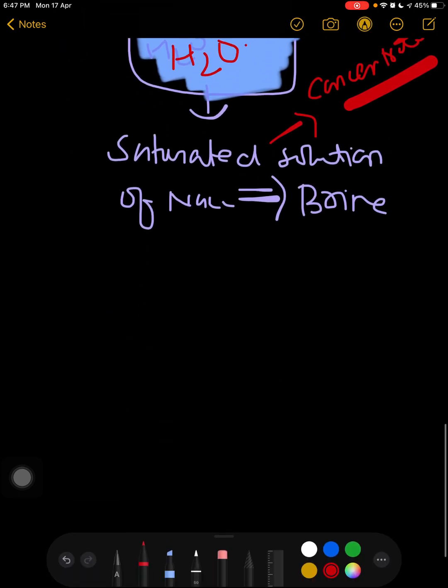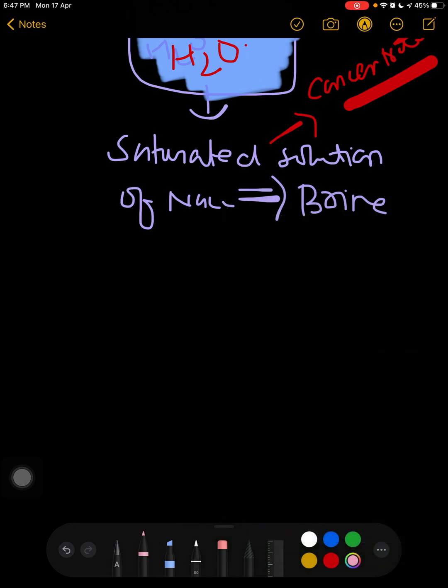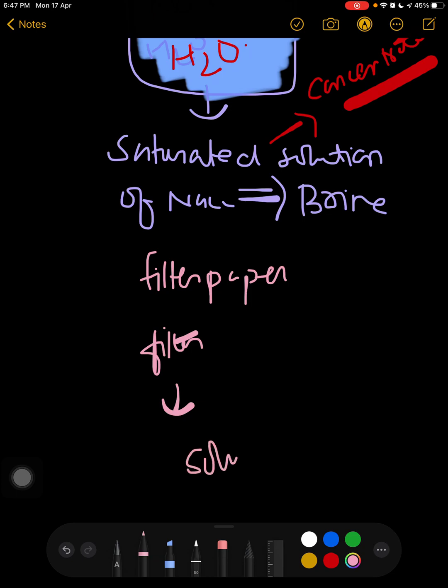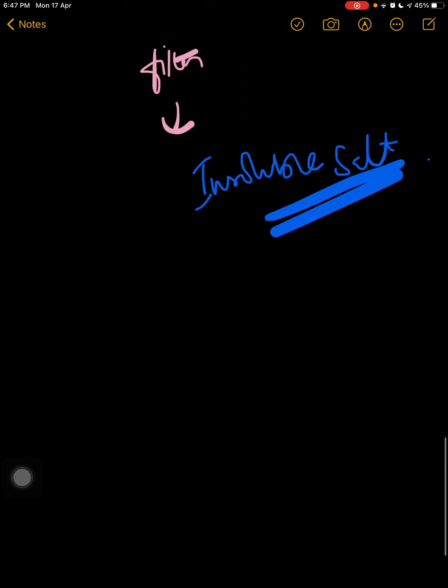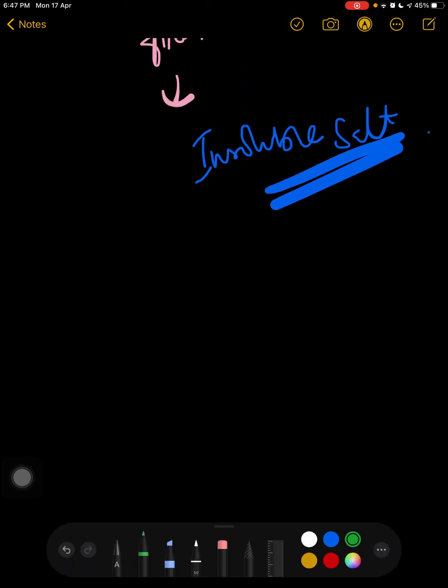Now, after making the brine, we will use filter paper and filter this. By filtration, we will extract out the insoluble salts. Insoluble salts can be easily extracted by this process. But for the soluble salts, what will happen?